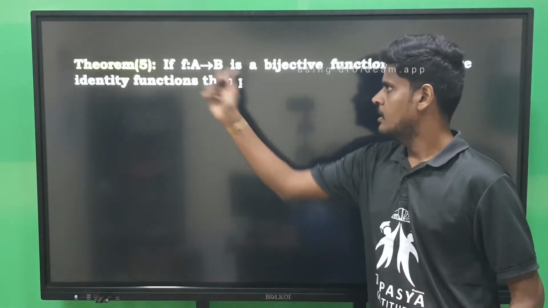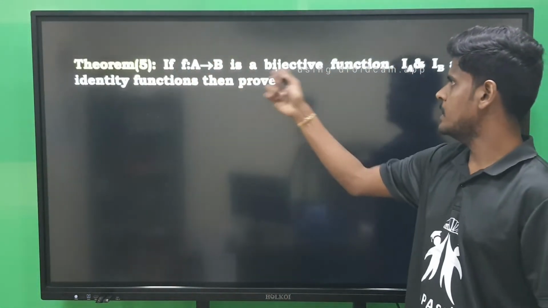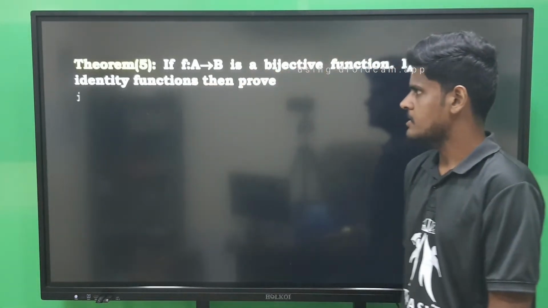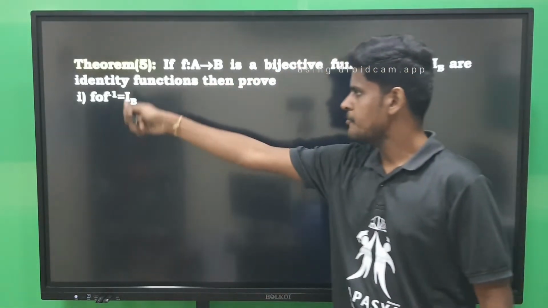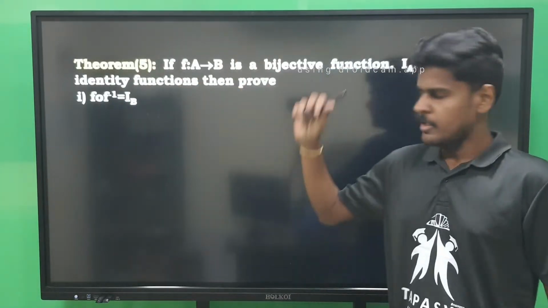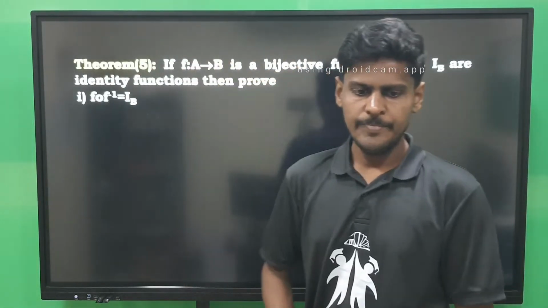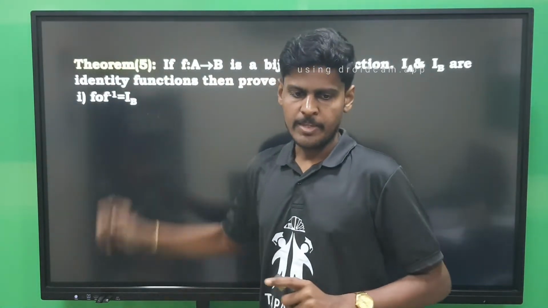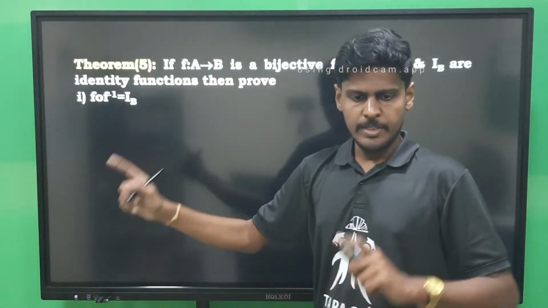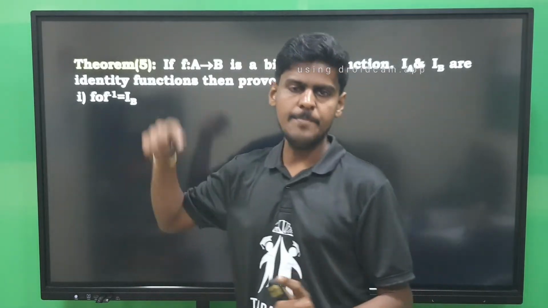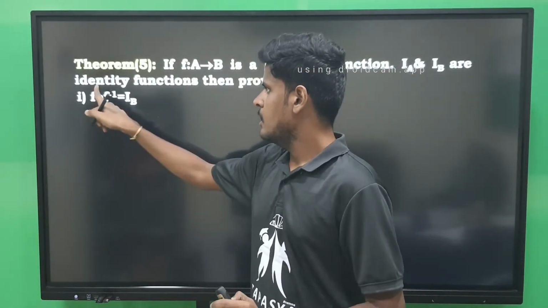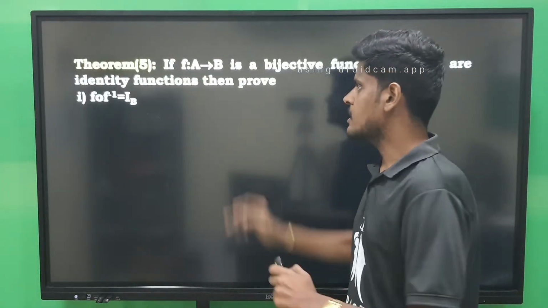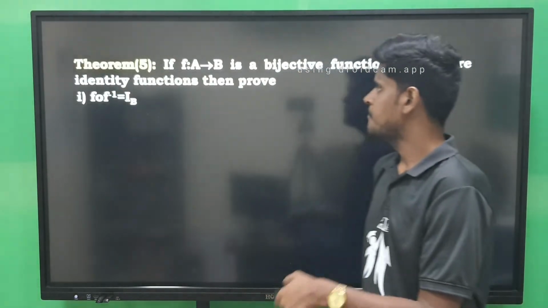Next theorem. f is a function from A to B, a bijective function, and Ia and Ib are identity functions. Then we should prove f of f inverse equal to I. In the previous theorem what we did? We took identity with the composite, f of I equal to f. That means f of f inverse will become I. That is, a function composed with its inverse will give the identity function. That is the theorem statement.